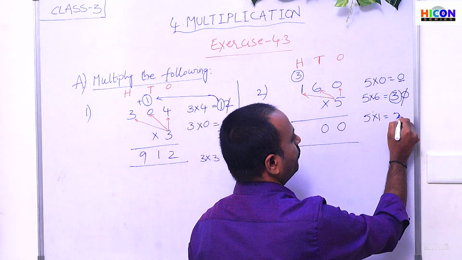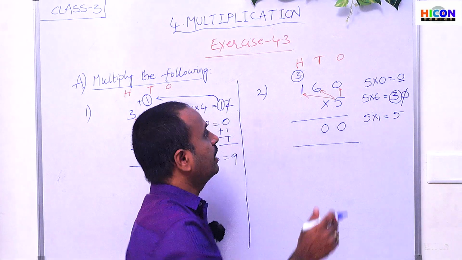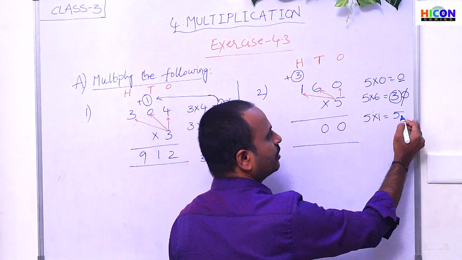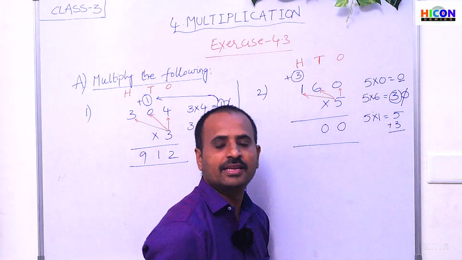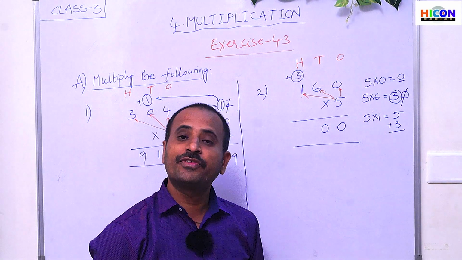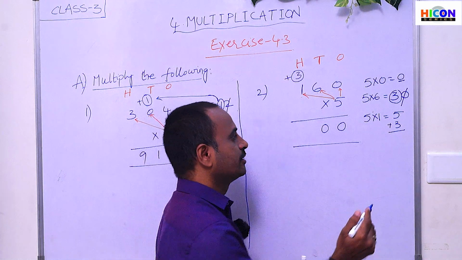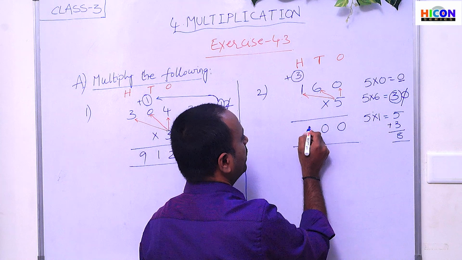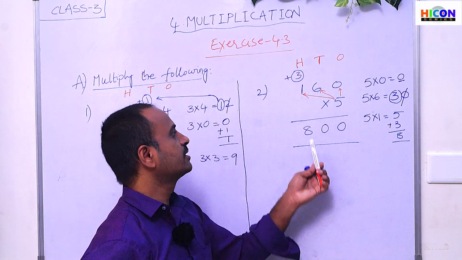5 1s are 5. And there is a carried number here. We have to add that carried number to this product. That is, 5 plus 3. Children, how much does it become? 5, then count 6, 7, 8. So the answer is 8. So write 8 under the hundreds place. So the answer is 800. So this is the product.